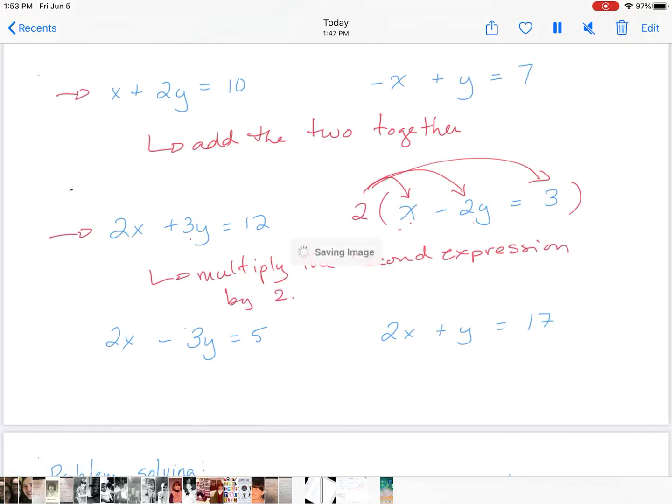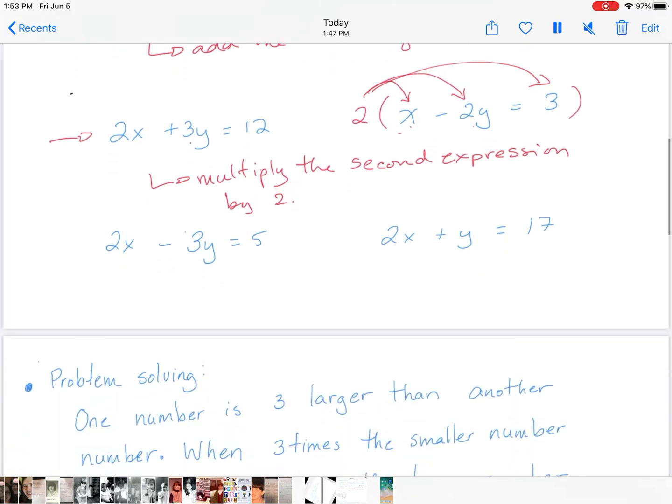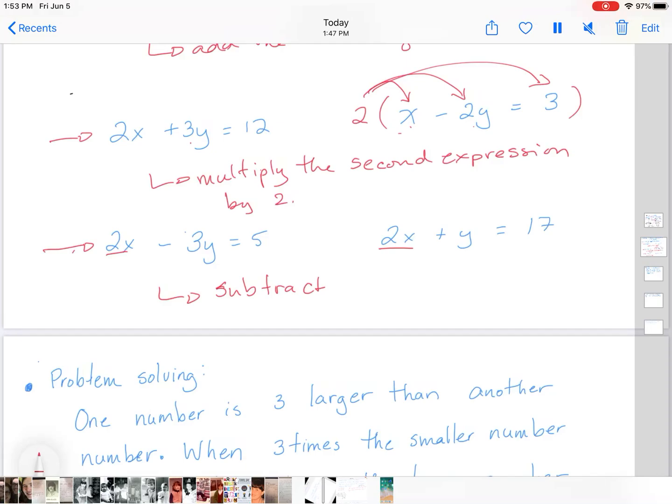Okay. Now, third one, I have a 2x minus 3y and a 2x plus y equals 17. So I have a 2 in front of the x. They're both positive, so I want to get rid of them. So my first step is going to be subtract the second expression from the first. You can subtract the first from the second as well. Either way will get you your answer. But here we're going to subtract the second expression from the first.